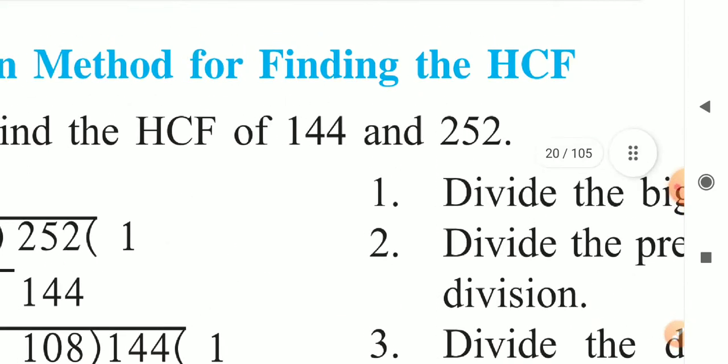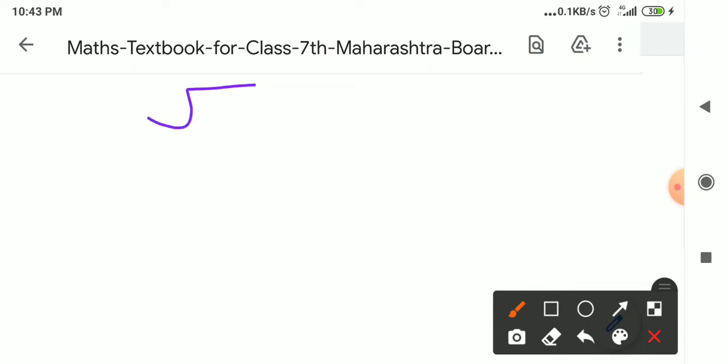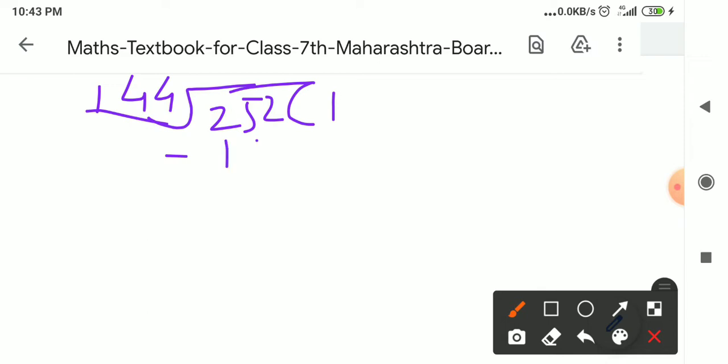Now we will solve this example, 252 and 144. Here we have to take 144 1s are 144. Just now I told you, because 144 2s are 288, and that number is greater than 252. If you do the subtraction, 252 minus 144, 12 minus 4 is 8 here. Here remains 4, and 4 minus 4 is 0. 2 minus 1 is equal to 108.